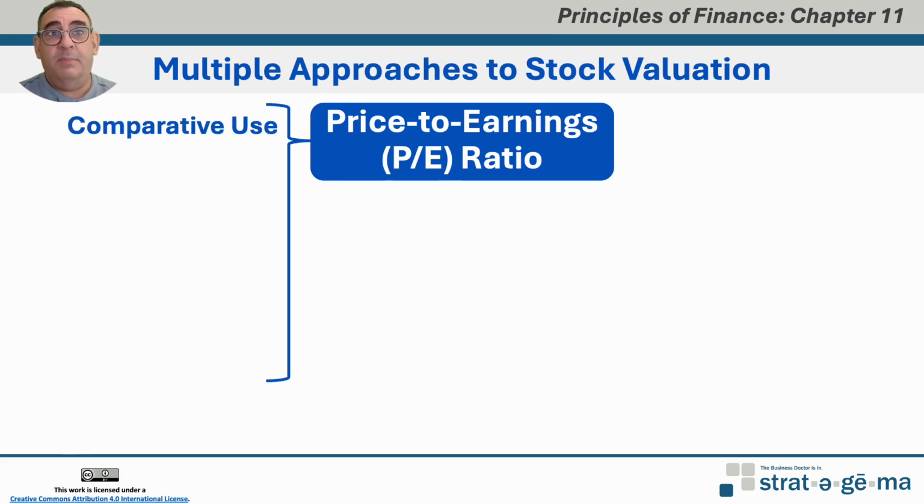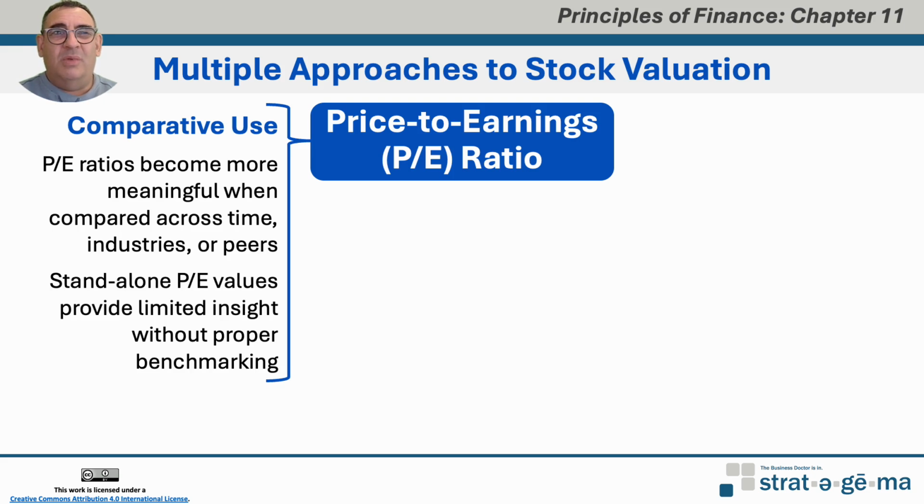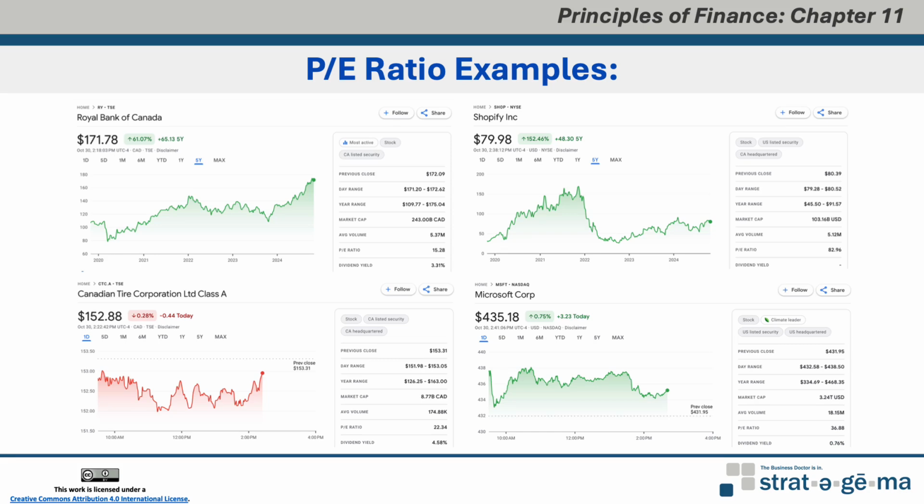Comparatively speaking, PE ratios become more meaningful when we compare them across time, industries, or peers. So you could have 2 companies in the same industry, Ford and General Motors. You would think that they would have similar PE ratios, but they may not. If we rely on standalone PE ratios without any kind of insight or benchmarking, then they're really kind of meaningless. Let's take a look and compare the PE ratios of a few different companies.